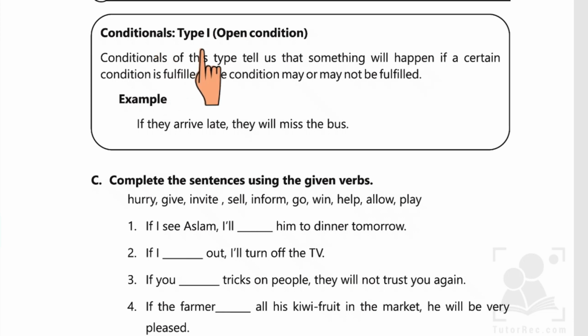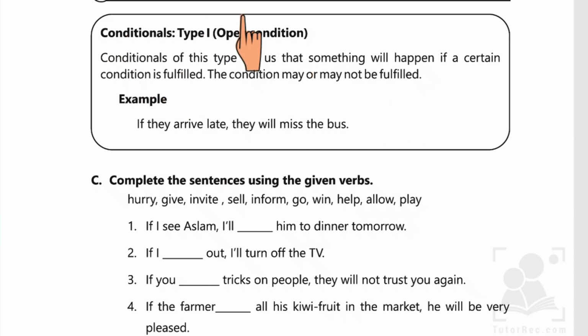There are a total of 4 types of conditionals, but in this video we are going to cover conditionals type 1, which is also referred to as open condition. So let's have a look at its definition or basic concept. Conditionals of this type tell us that something will happen if a certain condition is fulfilled. The condition may or may not be fulfilled.